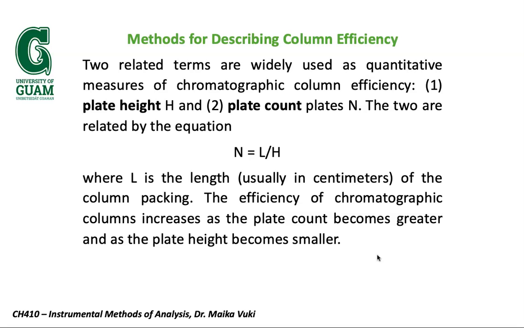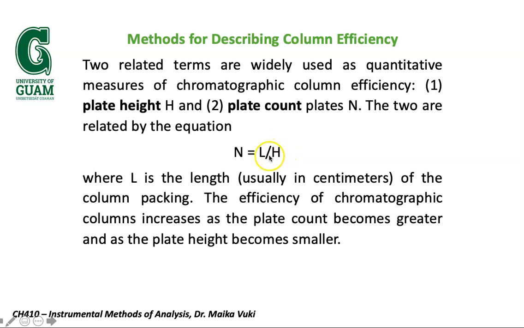Now, how do we describe the column efficiency? These are the two main parameters that are used for the column efficiency: one is the plate height, H, and the other is the plate count, N. Plate height and plate count are very much related, and we'll arrive at how that is obtained in the column. The number of plates, that is the plate count, is essentially equal to the length of the column divided by the plate height.